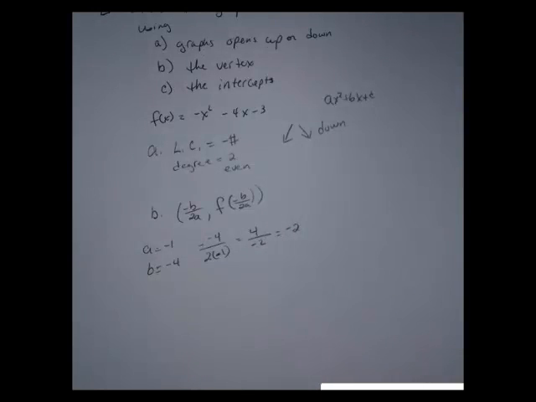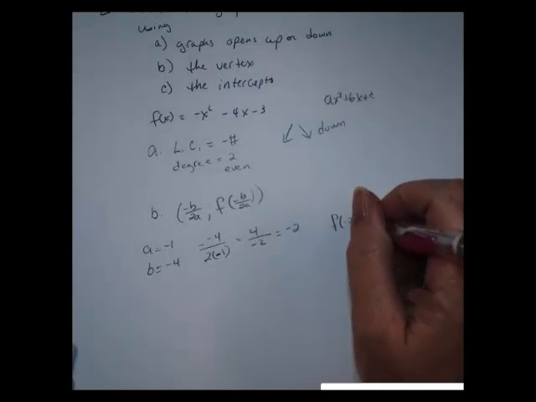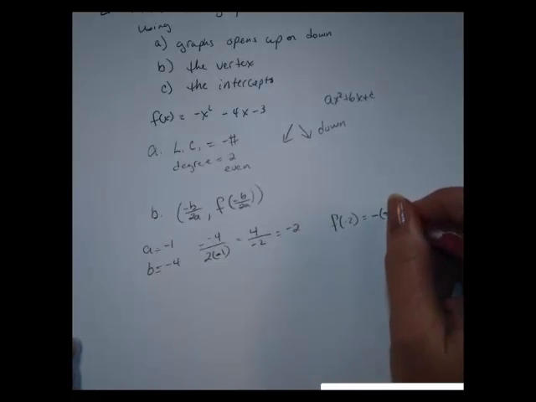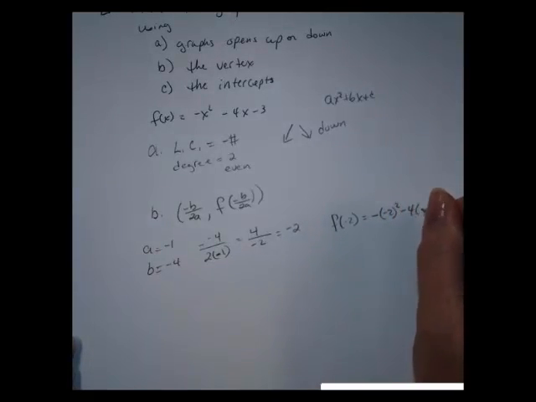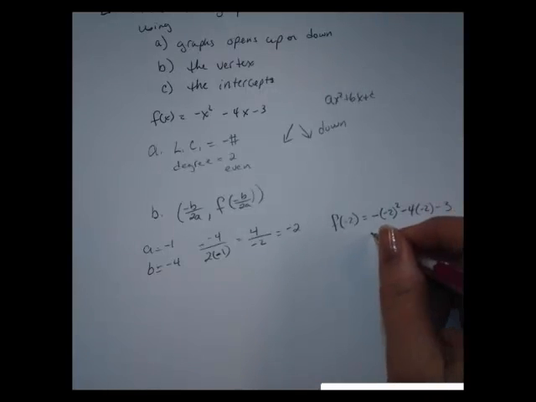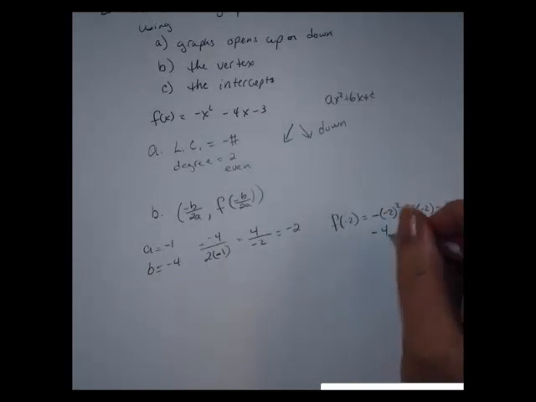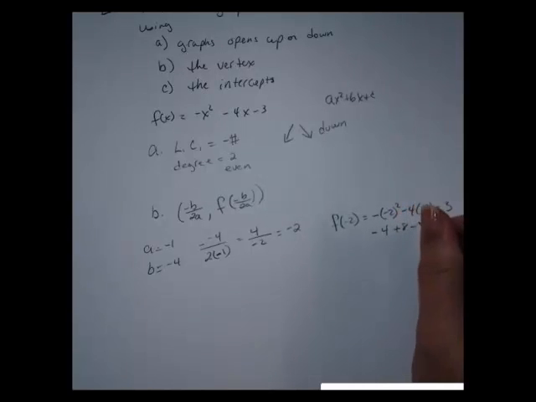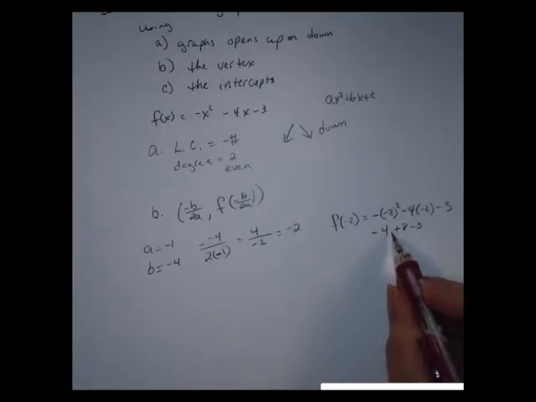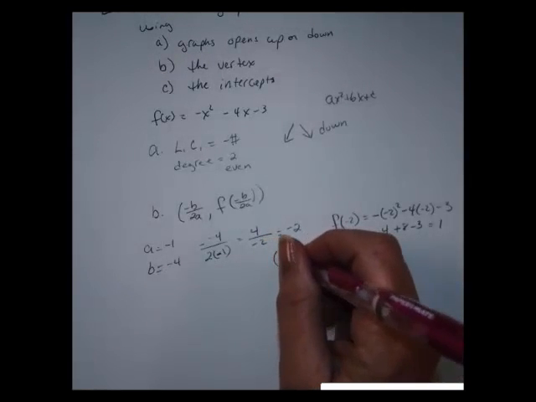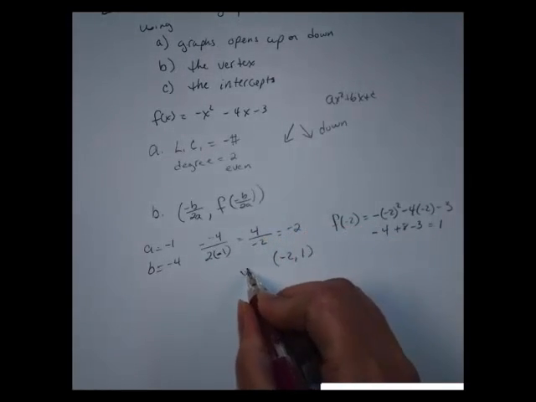Now we have to find the function value. For the function at negative 2, we're going to plug negative 2 into wherever we see our x's. So negative 2 squared, minus 4 times negative 2, minus 3. Remember, the square of a negative is a positive, so negative 2 squared gets us 4. Negative 4 times negative 2 will be positive 8, and then minus 3. So negative 4 plus 8 minus 3 will equal 1. That will get us the vertex of negative 2, 1. This is our vertex.